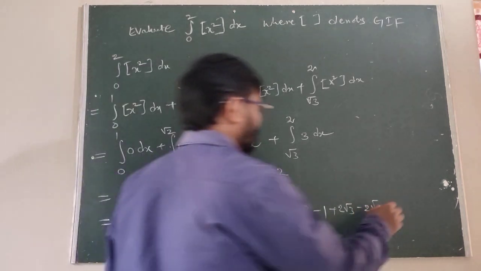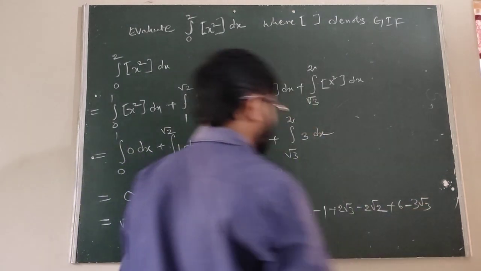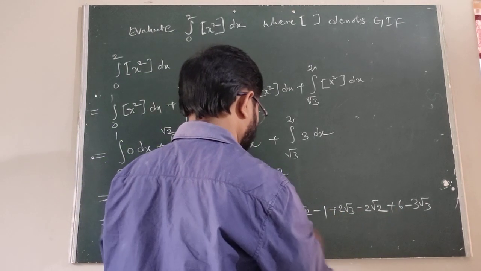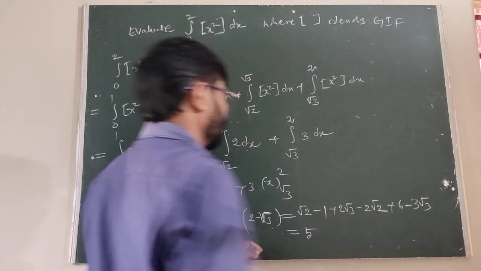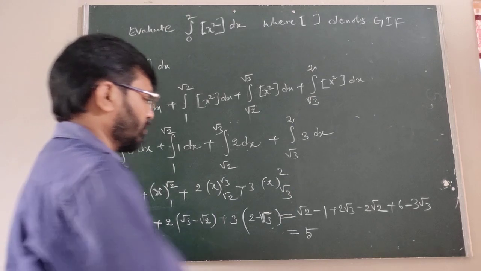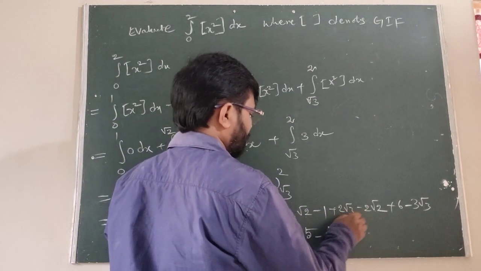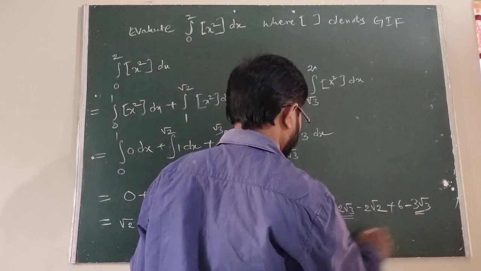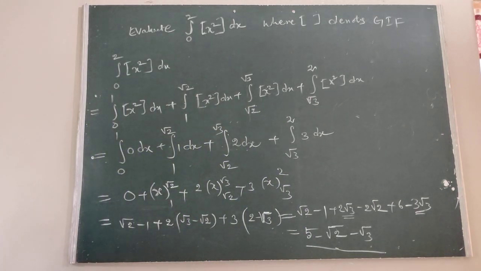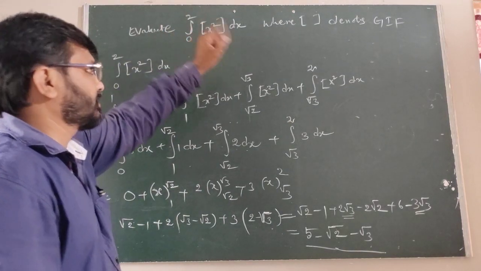Then you can write 3 into 2 is 6 minus 3 root 3. Now we got the values here. First we add the rational numbers: 6 minus 1. Now irrational numbers: root 2 minus 2 root 2 is minus root 2. Then 2 root 3 minus 3 root 3 is minus root 3. This is the value: 5 minus root 2 minus root 3. Is it clear?